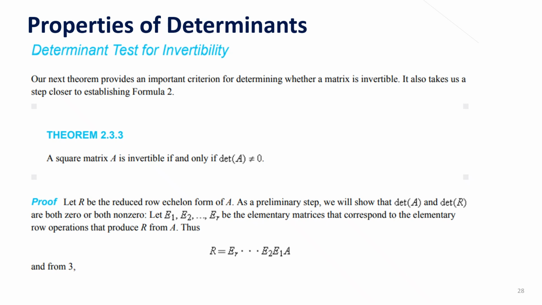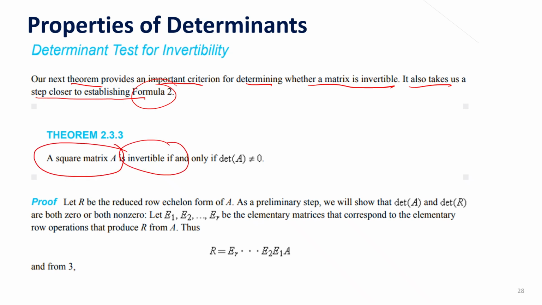Next, the determinant test for invertibility. Why is it important to calculate the determinants? Because the next theorem provides an important criterion for determining whether a matrix is invertible. It also takes us a step closer to another formula we will have later. So basically, a square matrix is invertible if and only if its determinant is not equal to 0.